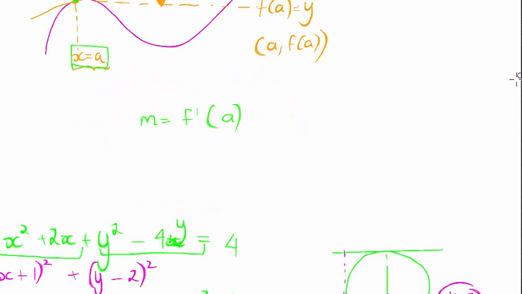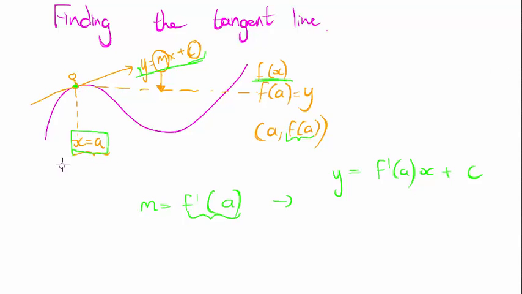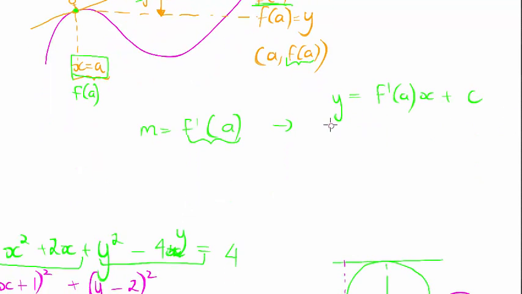That will give me the gradient at that point, and that gives me the gradient for my straight line. Now I've got the gradient for my straight line. So far, I have y is equal to f'(a), that's the gradient, times x plus c. And now how will I get c? I must substitute x with a and y with f(a), because this point here is where x is equal to a and the y would be f(a). Do you get that?